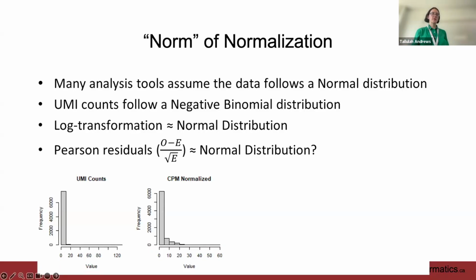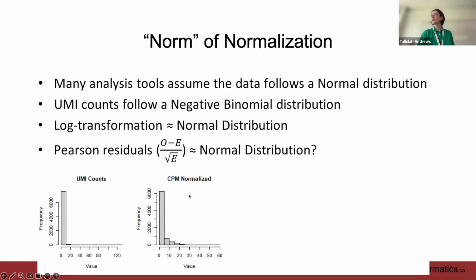Okay, so going back to the norm of normalization. The goal of normalization is to make our data follow a normal distribution, because many statistics assume our data follows a normal distribution, not a negative binomial distribution. In general, our options are either to redo all of the math for our statistics using a negative binomial distribution, which is hard, or make our data look like a normal distribution.